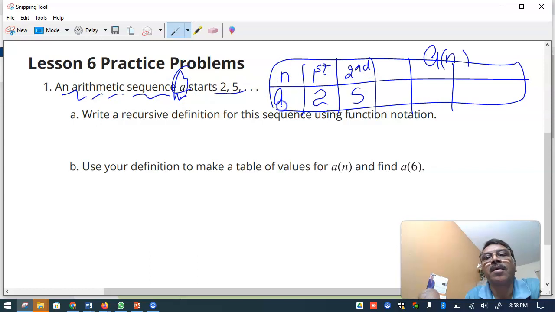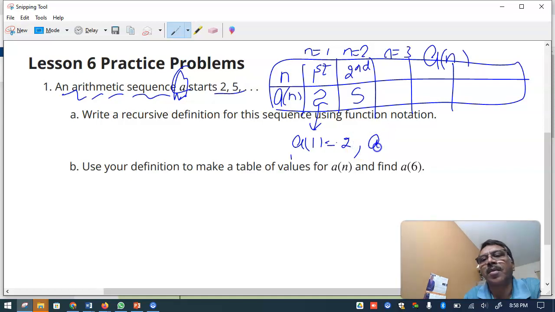So I'm gonna write A of n, right? So this means n is 1, this is n is 2, and this is n is 3, and so on. So basically what this means? That is a of 1 is 2. Even though you know, I'm just trying to show one more time that a2, the second one is 5.